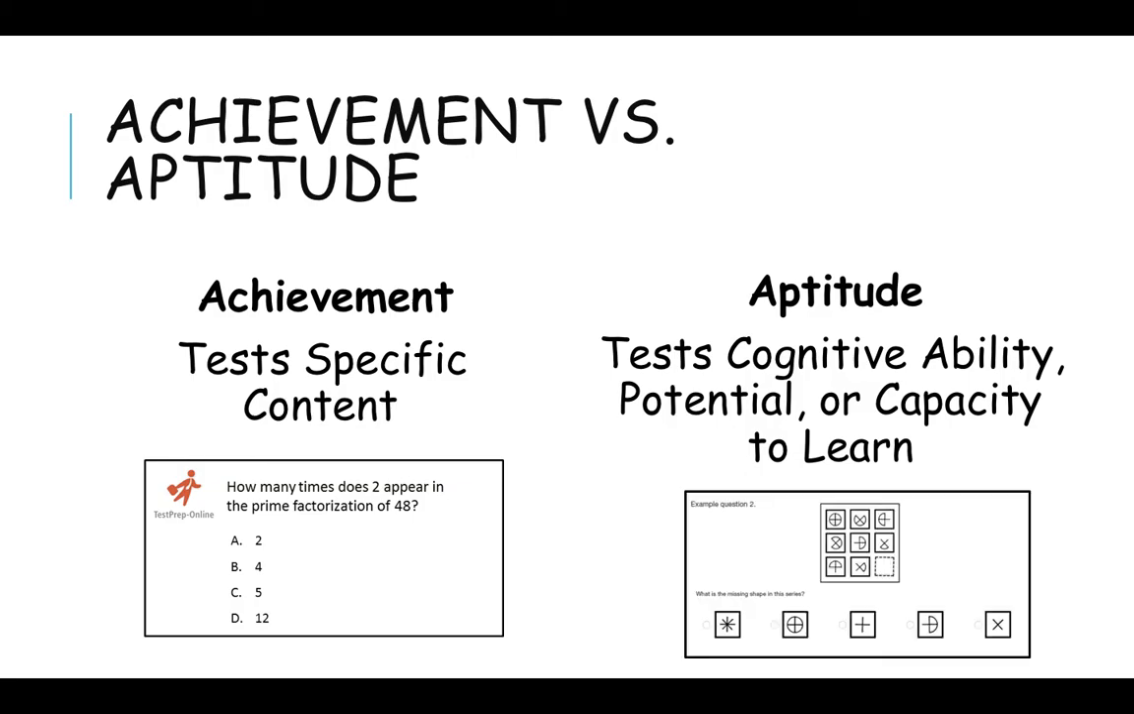Okay, this was not in your reading, but I do just kind of want you to see the difference here. So aptitude tests often have these random patterns and stuff. And what this is trying to get at is your general knowledge. Achievement tests are trying to get at content specific. So the big question, who is this norm group?